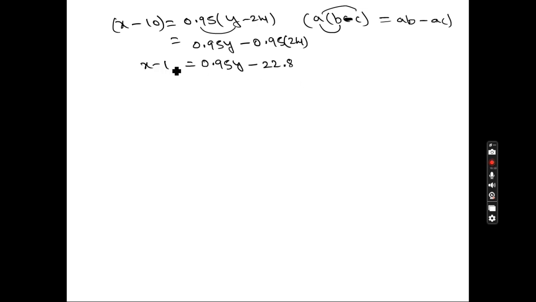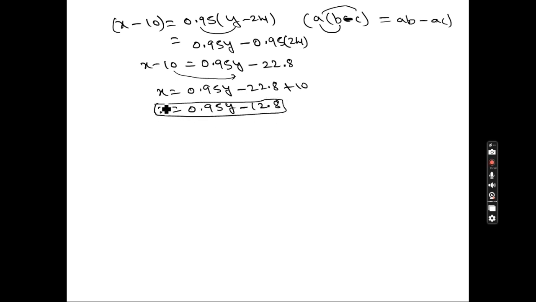So here you are having x minus 10. So x is equal to 0.95y minus 22.8. If you move this 10 to this side, it will become plus 10. So you know, if you are moving a value from the RHS to the LHS, the sign will be different. If it is negative, it will become positive; if it is positive, it will become negative. So x is 0.95 into y minus 12.8. This is your regression equation of x on y.